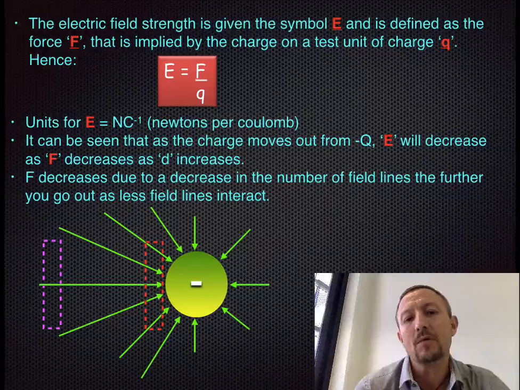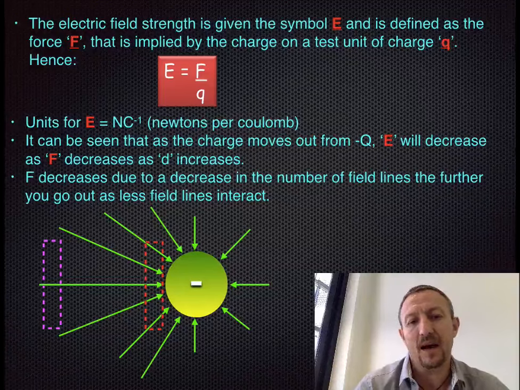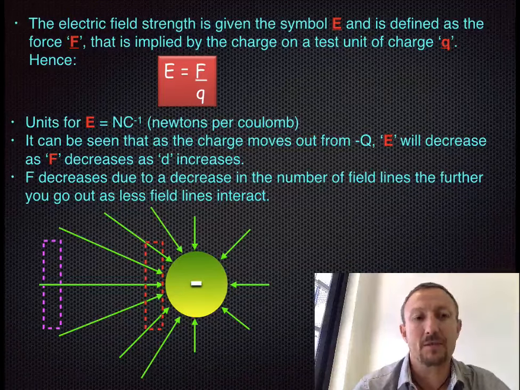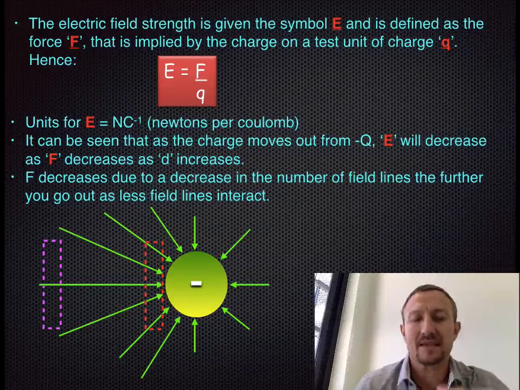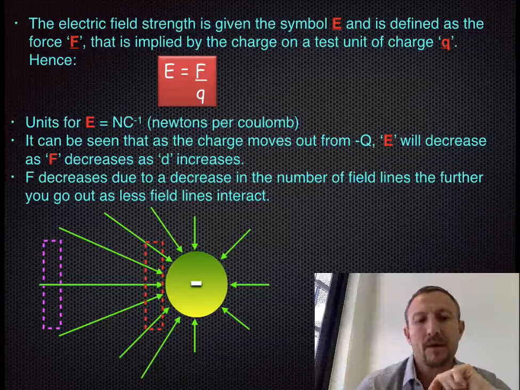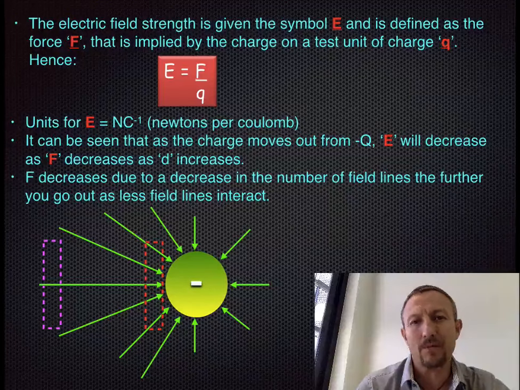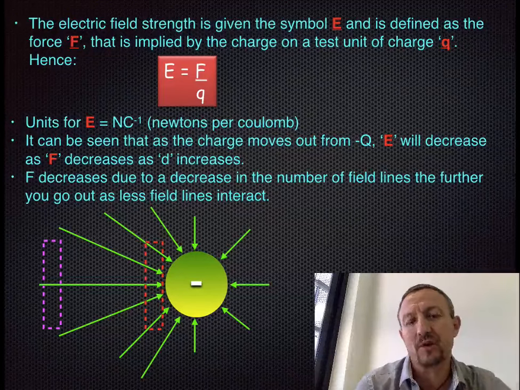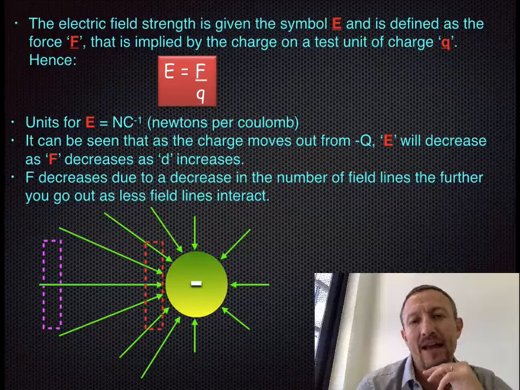However, if I move away from the charge, from the red dotted line to the purple dotted line, you can see that the same area only takes up 1 electric field line. So as a result, there is going to be less of a force applied on that test charge. Another example of trying to explain this is by looking at a magnet.